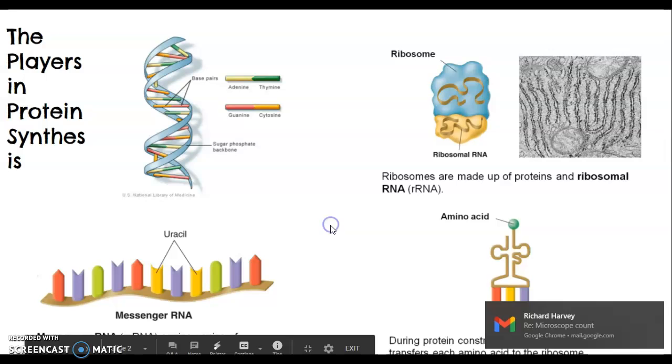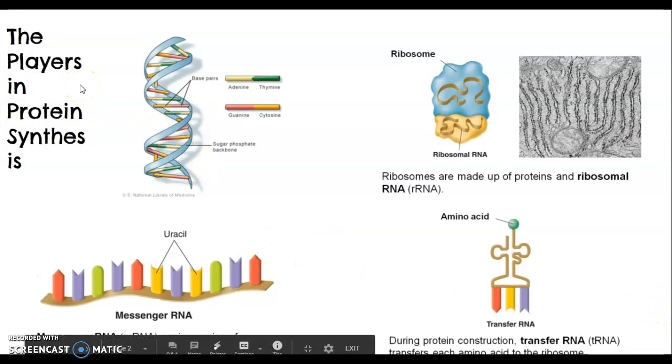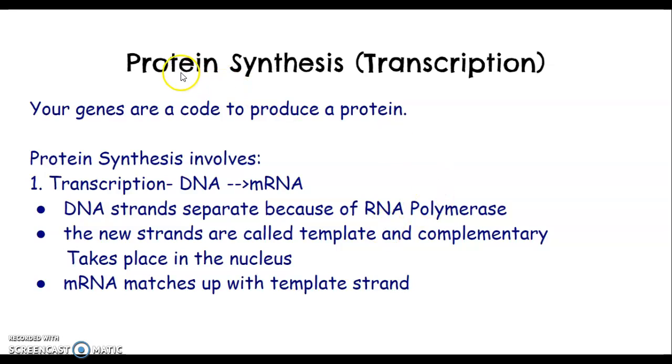The next step after this is that we just want to review some of the players involved. So we have DNA, messenger RNA, ribosomal RNA, and tRNA. These are all of the molecules that are involved in building a protein. So the first phase of protein synthesis is called transcription. Your genes are a code to produce a protein. So we need to get from DNA to mRNA.